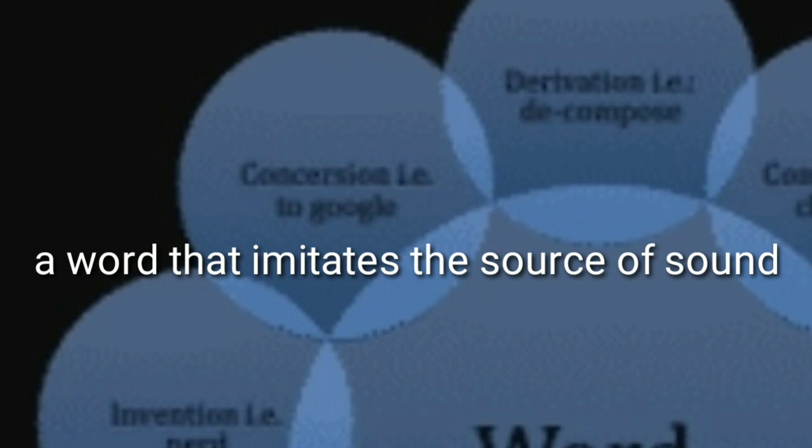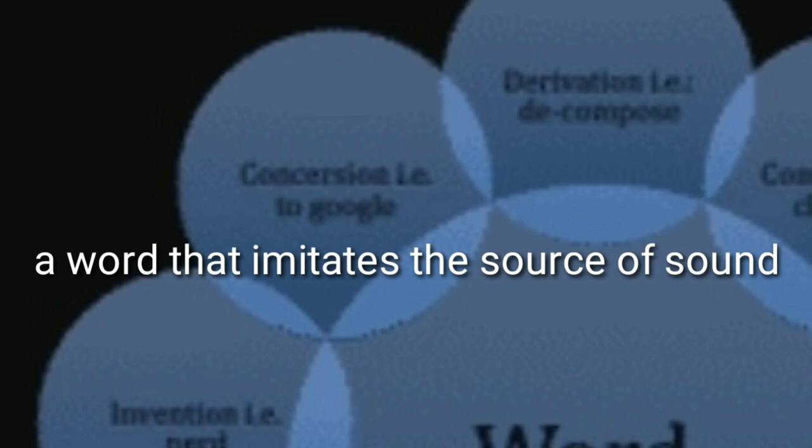In the beginning stage of word formation, we had only a limited number of words. But now we have lakhs and lakhs of words. So let's know about the different processes which words undergo for word formation. First one, imitation, also known as onomatopoeia. It is one of the oldest methods of word formation: a word that imitates the source of the sound.